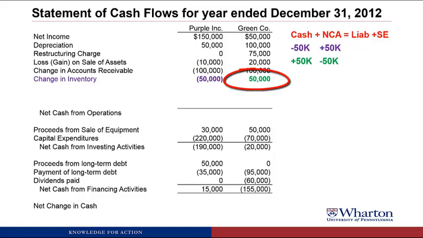And what this means is that Green actually sold more inventory than they purchased. So not only did they sell whatever they had this year, but they tapped into the inventory at the beginning of the year and sold some of that as well. So that's an extra source of cash flow by selling the inventory from the prior period.